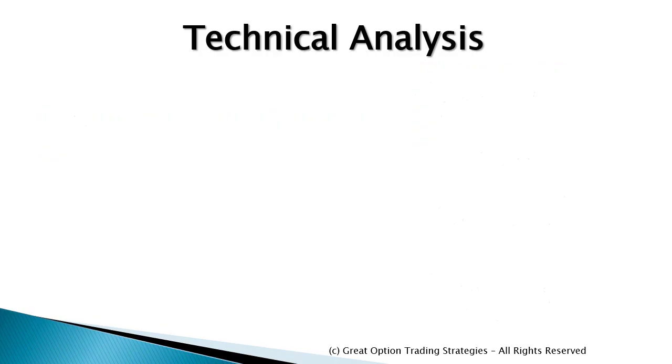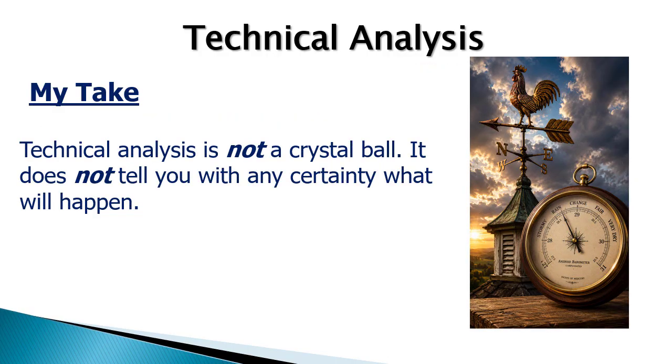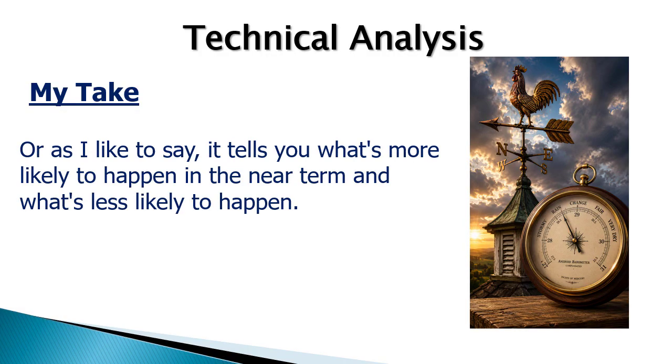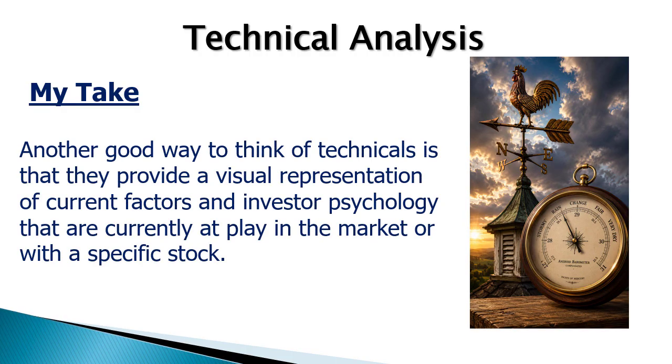My take? Technical analysis is not a crystal ball. It does not tell you with any certainty what will happen. It's much more like a weather vane and a barometer. It tells you which way the wind is blowing and gives you heads up regarding potential changes in the weather. Or as I like to say, it tells you what's more likely to happen in the near term and what's less likely to happen. And yes, it can be subjective, and the less likely, even the totally unexpected, can still happen. But another good way to think of technicals is that they provide a visual representation of current factors in investor psychology that are currently at play in the market or with a specific stock.